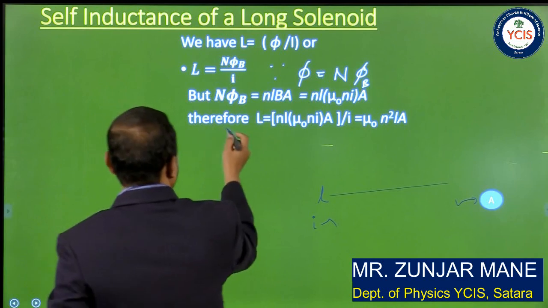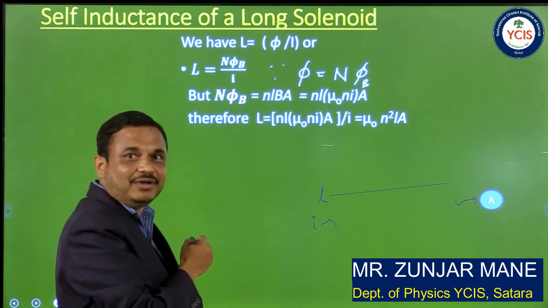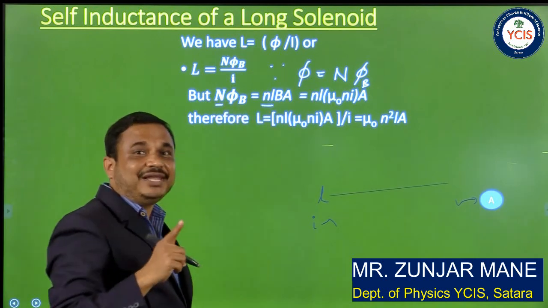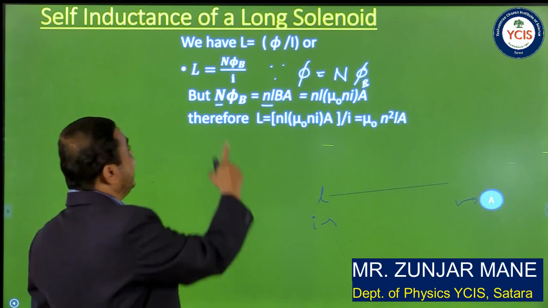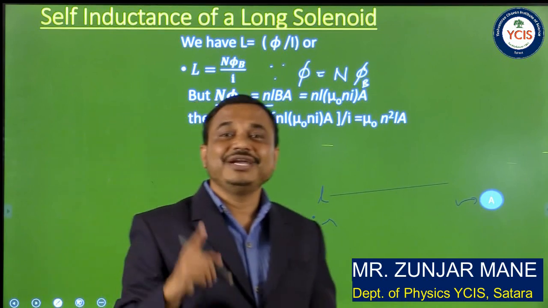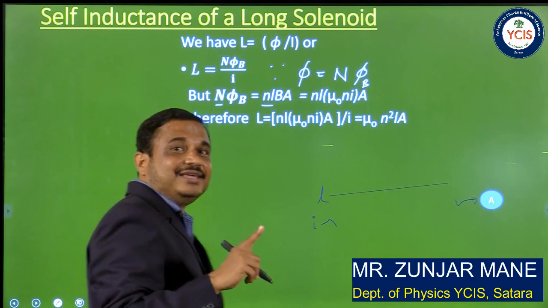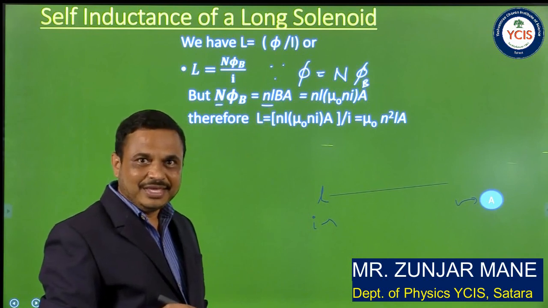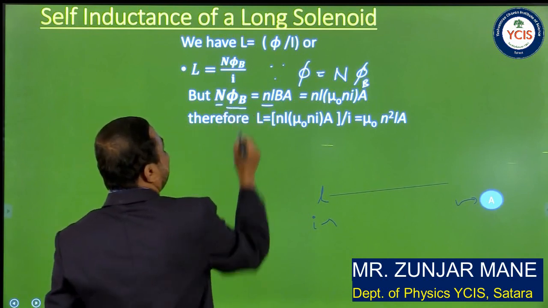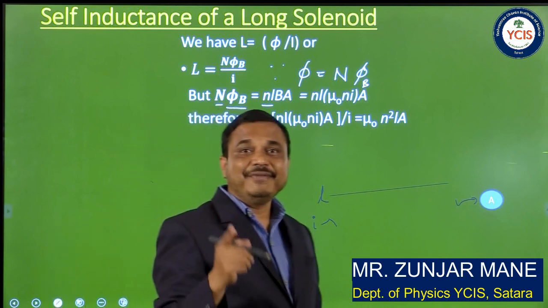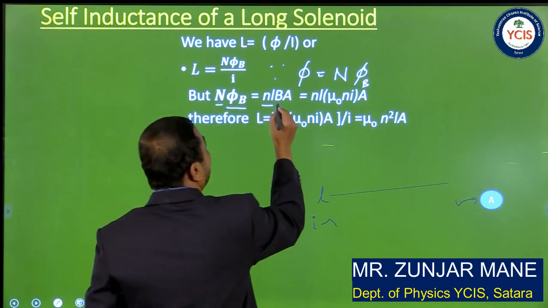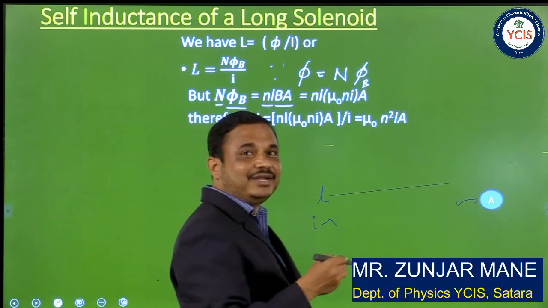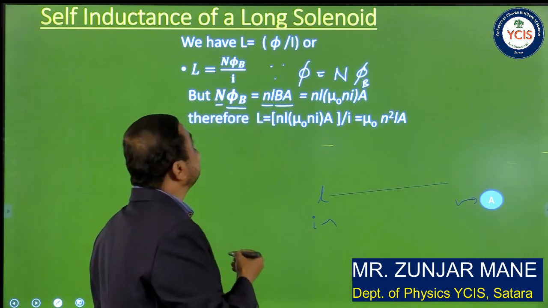Here capital N is the total number of turns of the solenoid, and small n is the number of turns per unit length of the solenoid. If L is the length of the solenoid, then capital N is equal to nL. By definition, magnetic flux is the product of magnetic induction and area. Therefore phi B is equal to B into A, where B is the magnetic field induction and A is the area.